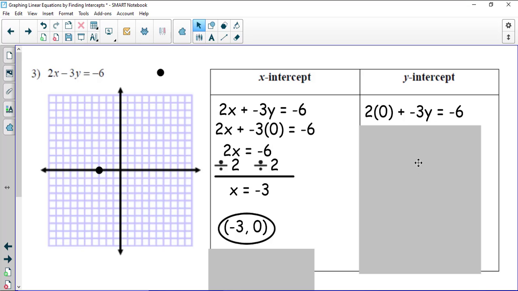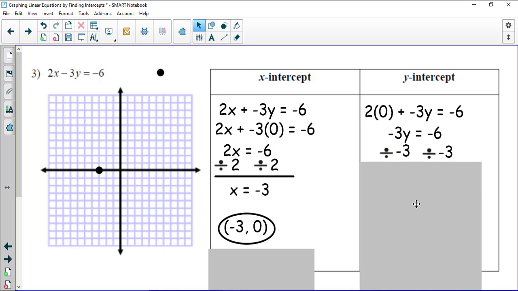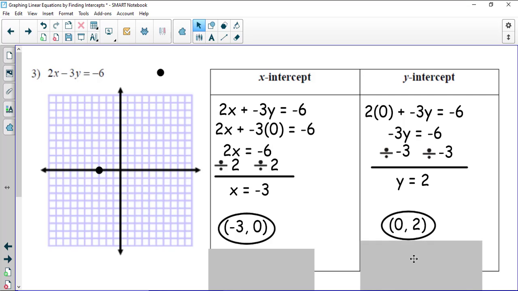So we have negative 3y equals negative 6. We divide both sides by negative 3, and we end up getting y equals 2. So (0, 2) is going to be our y-intercept. So we'll go ahead and graph that, and again, connect those.